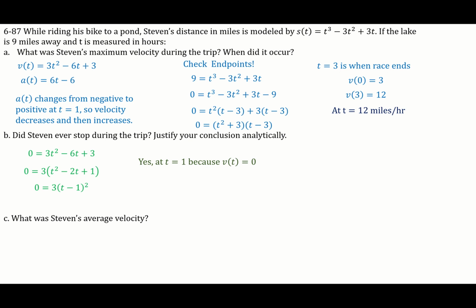C, what was Stephen's average velocity? So the way you can figure out average velocity is that's just going to be the average rate of change, which is slope of position. So that's going to be the position at t equals 3, because that's when he gets to the lake, minus his initial position over 3 minus 0. So remember, average velocity is the average rate of change, and that's the slope of the position function. So that gives me 9 minus 0 over 3, the position at 3 hours and the position at 0 hours. And that's 3 miles per hour is his average velocity.